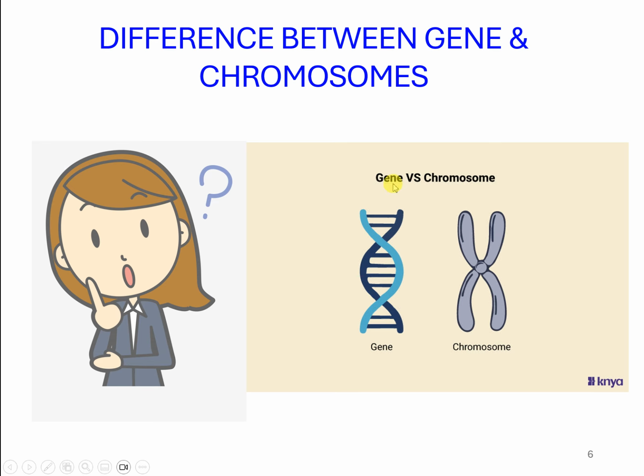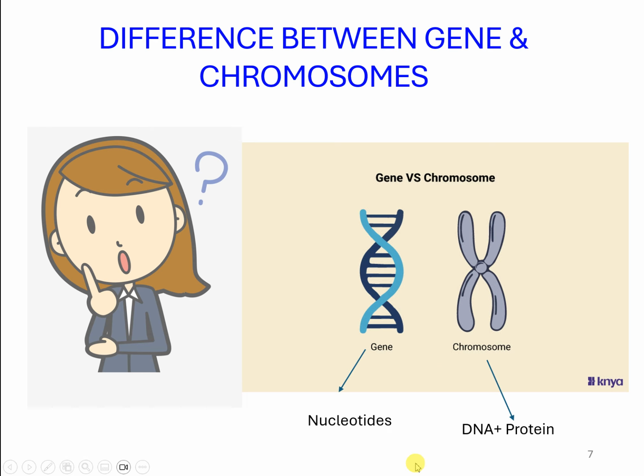So we can say that a gene is a stretch of DNA that has some information. And what is a chromosome? A chromosome has DNA coiled with the protein histone. So what is the difference between a gene and a chromosome? A gene does not have protein, but the chromosome has protein and the DNA.